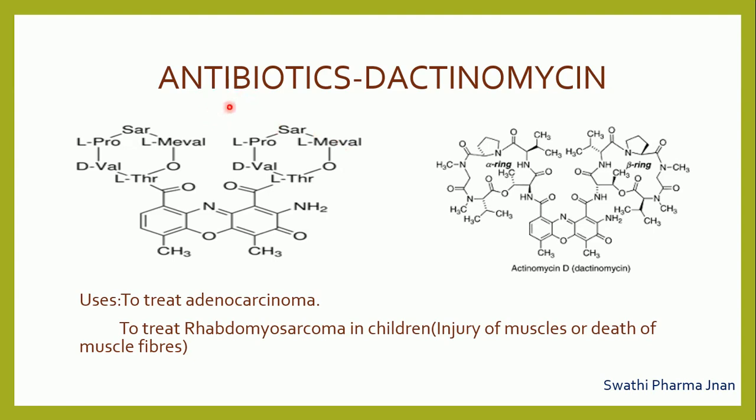Today's topic is antibiotics and the plant products which are used in the treatment of various types of cancer. First we'll see the antibiotics. Antibiotics are one of the classes of drugs which are used in the treatment of cancer. What are antibiotics? These are drugs which are derived or extracted from microorganisms, and they are also used in killing or inhibiting the growth of other microorganisms.